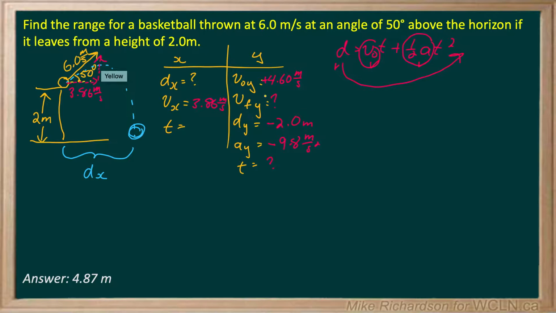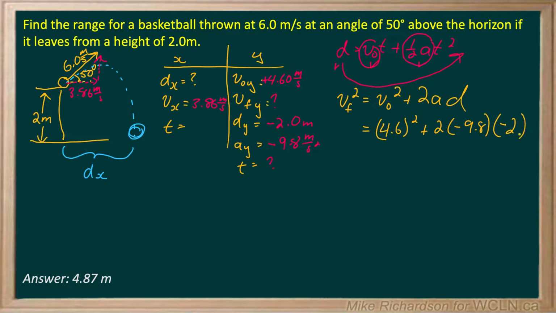So if I'm going to solve for v final in the y and I don't know time, the one formula that works well is this one. V final squared is v initial squared plus 2ad. Now, v initial is 4.6, and I've got to square that. I know my acceleration's -9.8, and I know my displacement is -2. Again, if you don't put the negative in there, it's not going to work. You've got to watch your signs with this. Now, you do all this on the right-hand side, and you take a square root, and you end up getting a velocity of 7.77 for your final.